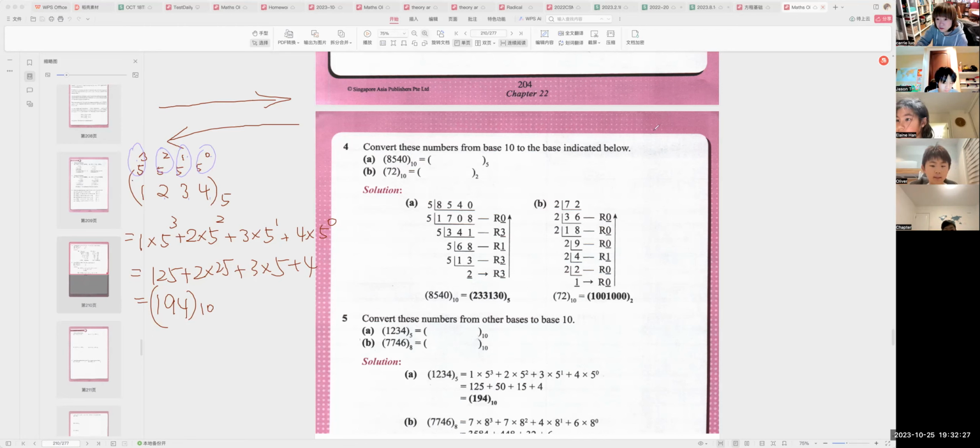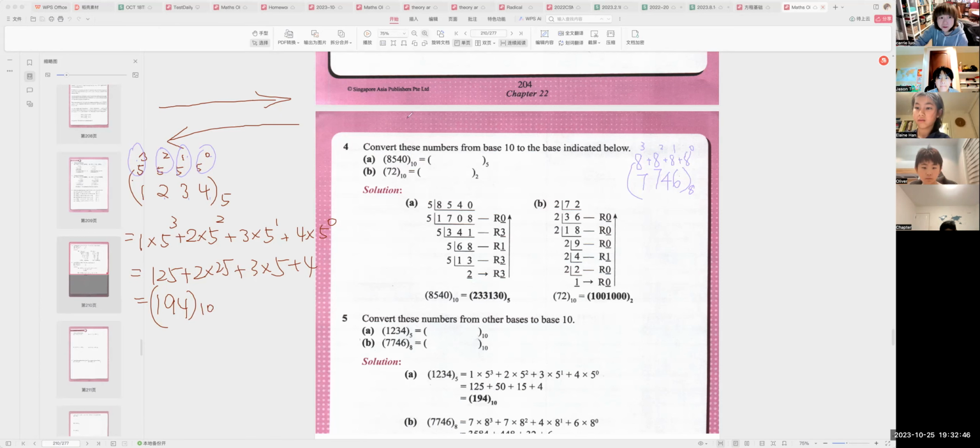So let's take this one, which is even easier. So 7, 7, 4, 6. And if it is based on 8, how do we do it? So 7 times 8 to the power 3, plus 7 times 8 to the power 2, plus 4 times 8 to the power 1, plus 6 times 8 to the power 0.